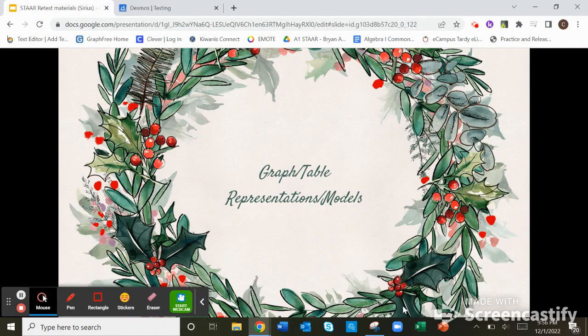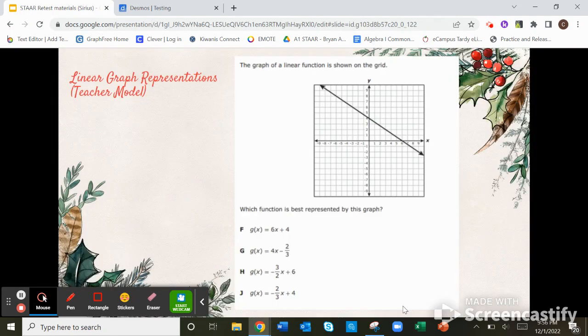So with this next topic, we have graph table representations or models. These are going to be the questions where you're basically going to graph and match. So here we have a linear graph representation. We have a graph of a linear function shown on the grid, and then which function is best represented.